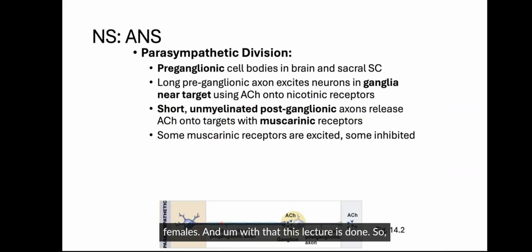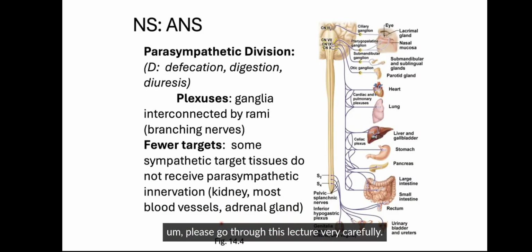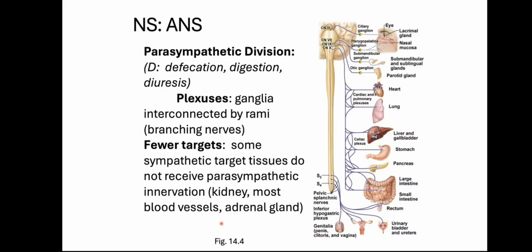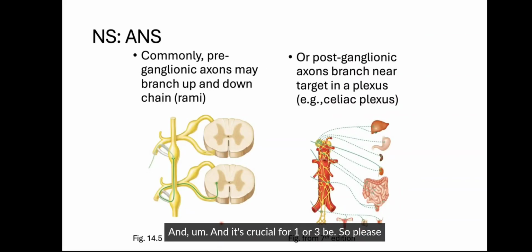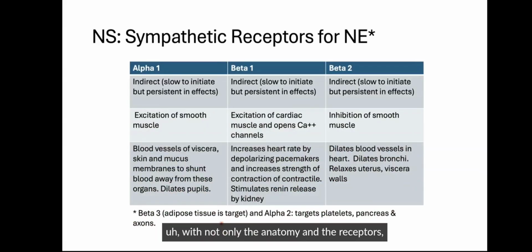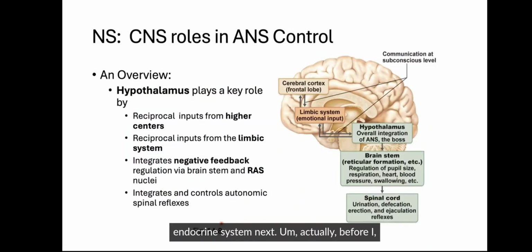And with that, this lecture is done. So please go through this lecture very carefully. It is really, really important, and it's crucial for 103B. So please make sure you're really comfortable with not only the anatomy and the receptors, but also all the physiological effects. Okay. So the nervous system is done. I will meet you in the endocrine system next.